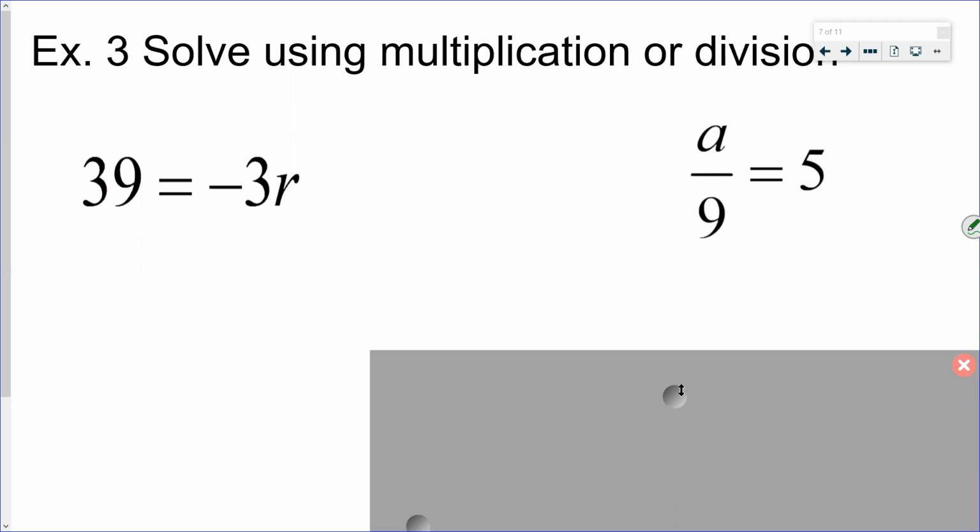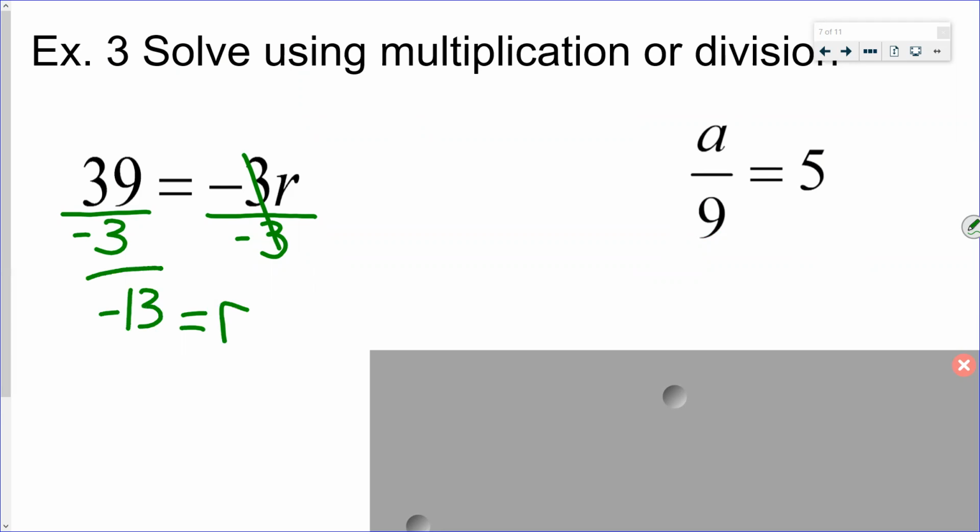Well, the negative 3 next to the r, when you have a number next to a variable, it means multiplication. So to undo multiplication, we're going to divide. And we're actually going to divide by whatever number it is. So since it's negative 3, we're going to divide by negative 3. If I divide by negative 3 on the right, I have to divide by negative 3 on the left. So then we're left with r equals 39 divided by negative 3 is going to give us negative 13, because a positive and a negative is a negative.